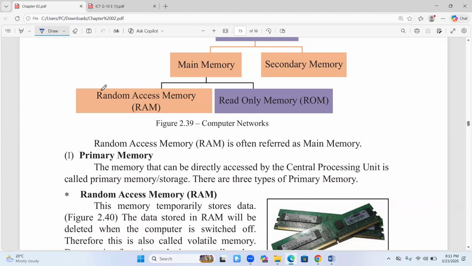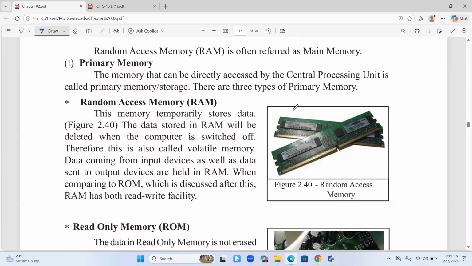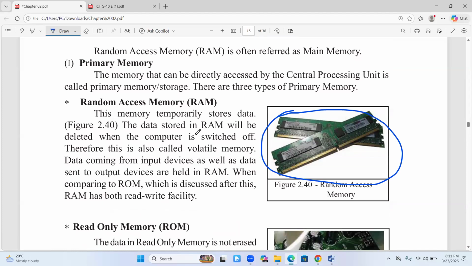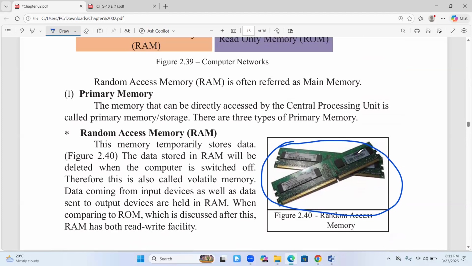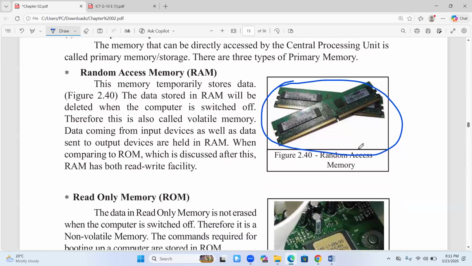Can you hear me? Yes, sir. Right. So the first one is random access memory, which means RAM. You can see the image of RAM here. In the system unit, we can fix this random access memory in the motherboard. Do you know the motherboard in computers? In the motherboard, you can fix the RAM. So RAM is the main memory of the computer.